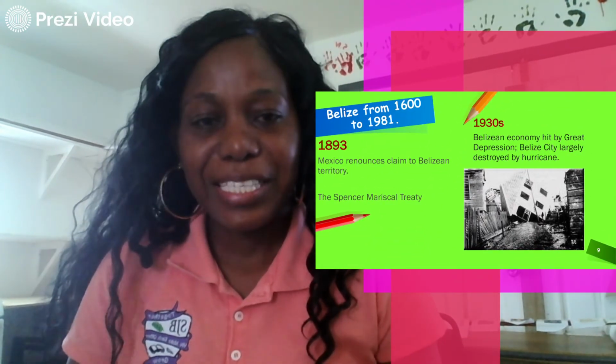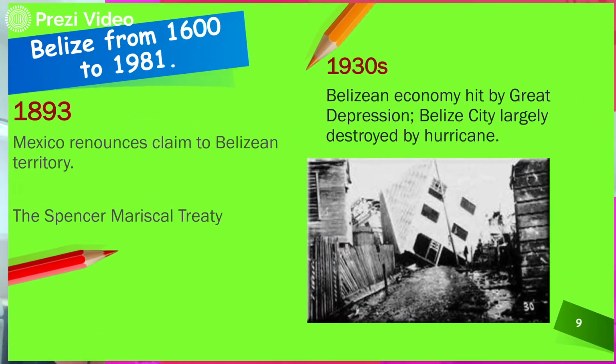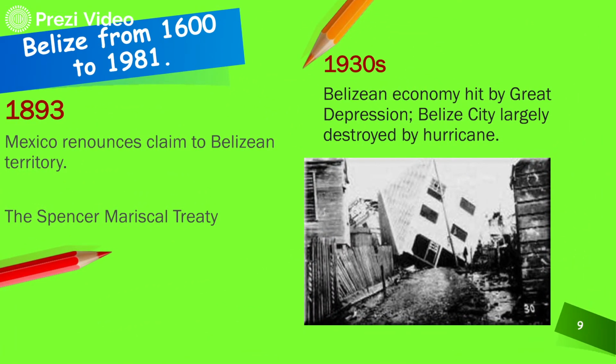1893 and 1930s. In 1893, Mexico renounces claim to Belizean territory. Belize had always had a very good working trading relationship with Mexico. Then at one point in 1893, there is the Spencer-Mariscal Treaty, whereby borders were defined, of course the northern border, but Belize and Mexico had remained in that friendship. So they have that bilateral relationship or friendship with each other.